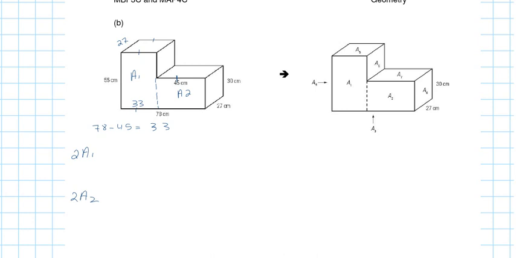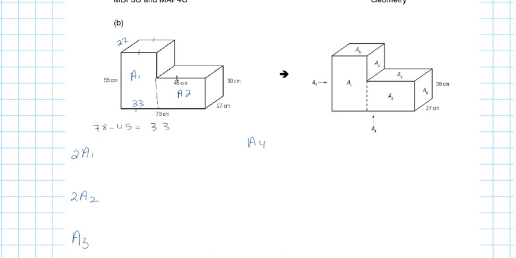Okay? A3 is the bottom. How many A3s do I have? 1. Right? Because my top here is not the same. I have 2 different tops. Okay? So my bottom is 1 A3. Okay? A4 is this side here. How many A4s do I have? 1. Right? Because I only have one that's 55 by 27. Okay? So I have 1 A4.